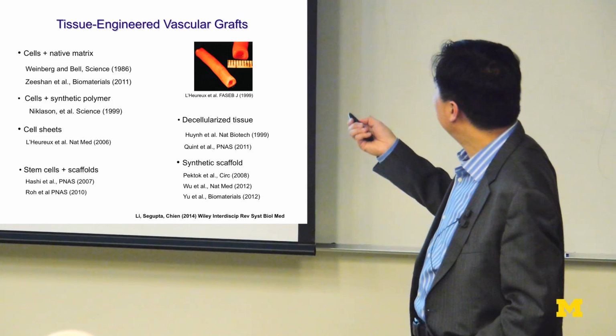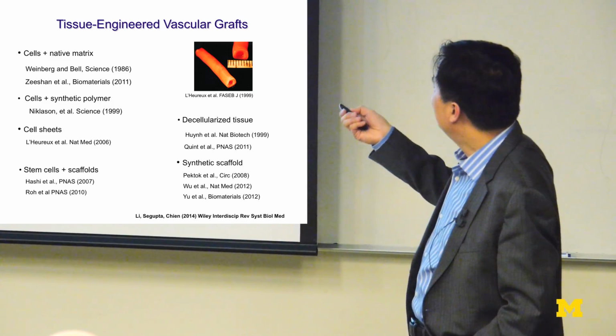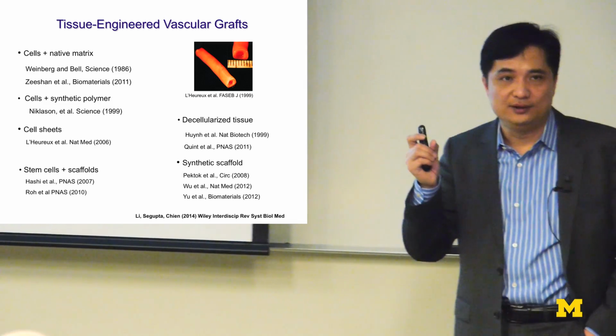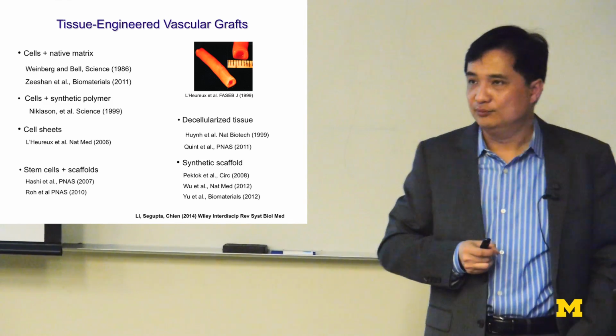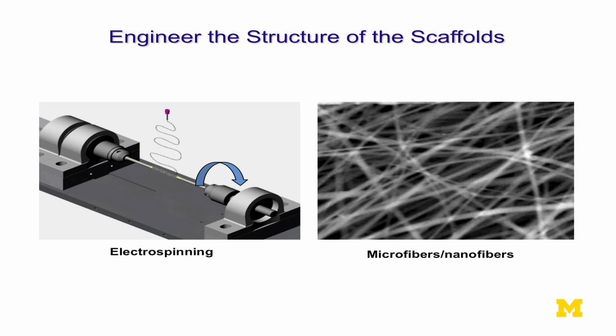And here is just one example to show, indeed, you can use cell sheet to make artificial blood vessel with similar structure and property as a native tissue. So about 10 years ago, we started working on this project.